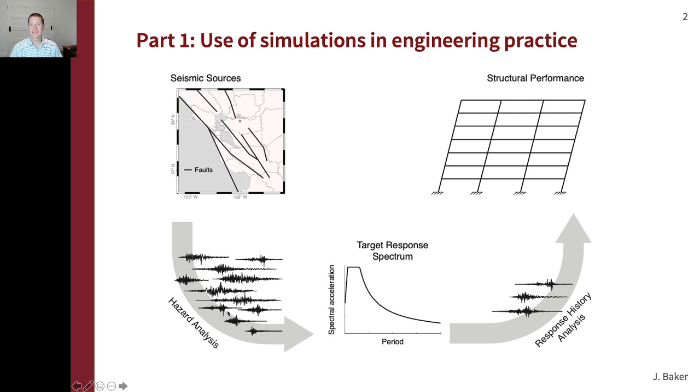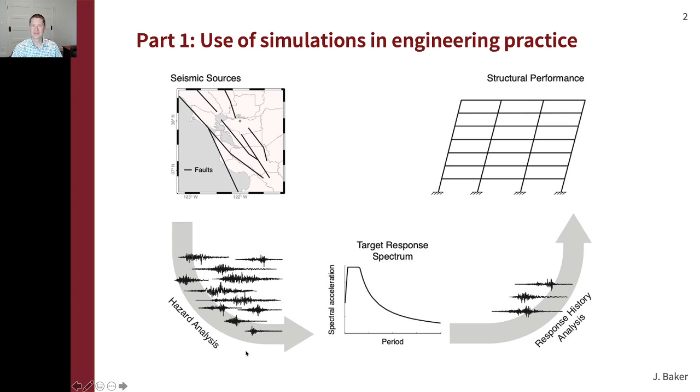So to start, I'd like to use this cartoon illustration often to talk about this context. When we're using simulations for engineering practice, there's really two stages of engineering analysis where they can be used. We start from a model for seismic sources in the region, and we use ground motion prediction to perform seismic hazard analysis and ultimately get to a response spectrum or response spectra targets that we would use.